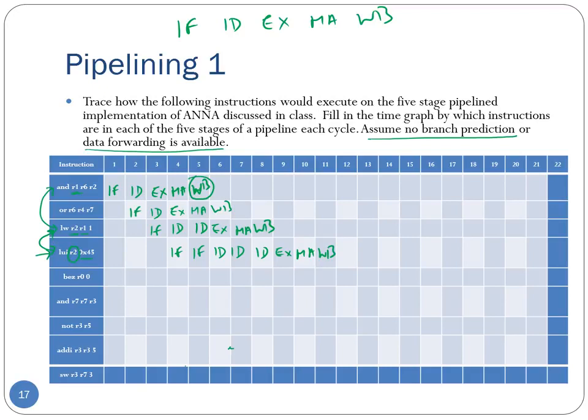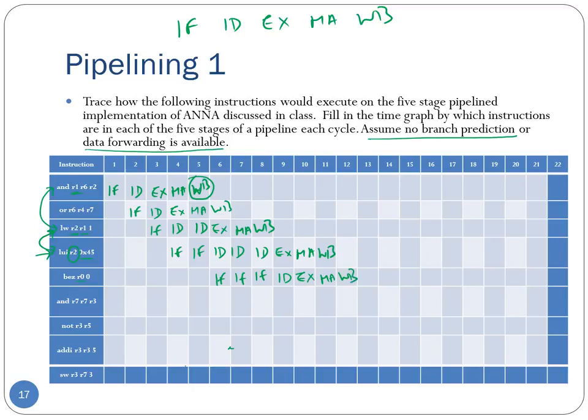BEZ R0 R0. Obviously BEZ only reads R0, and there is no dependency between BEZ and the previous two instructions because nobody writes into R0. Also the content of R0 cannot change, so it will fetch here. Now the decode is busy, so it will be kept in the fetch until cycle 8, and then after this it can move on to instruction decode, execute, memory access, and write back.